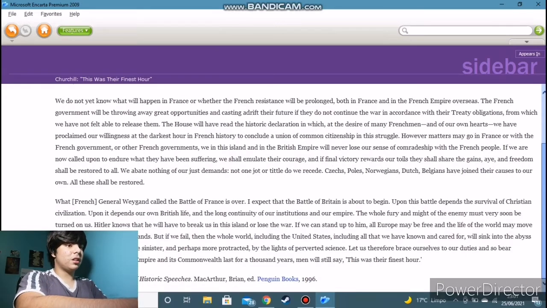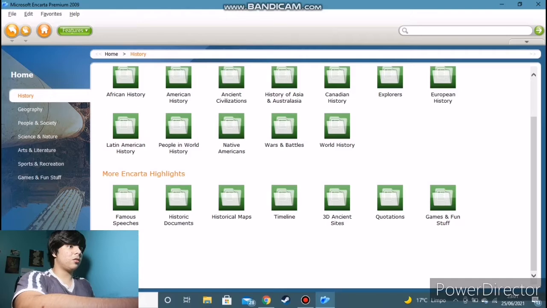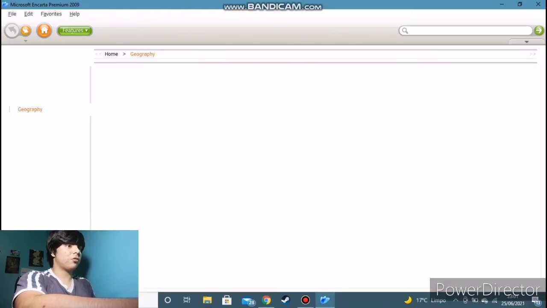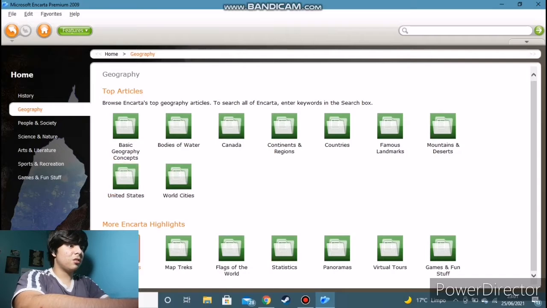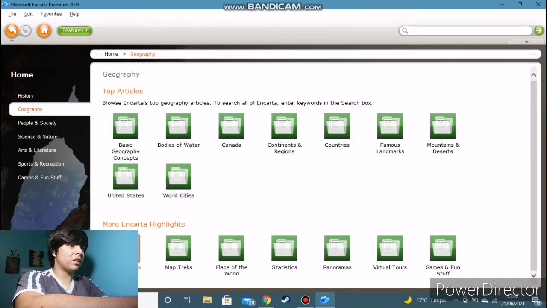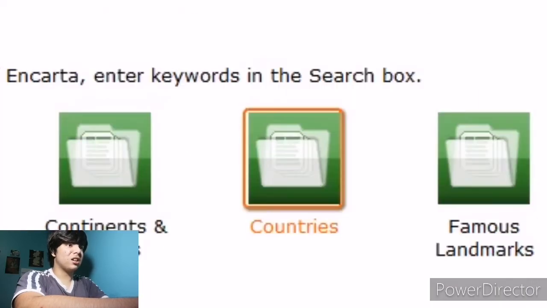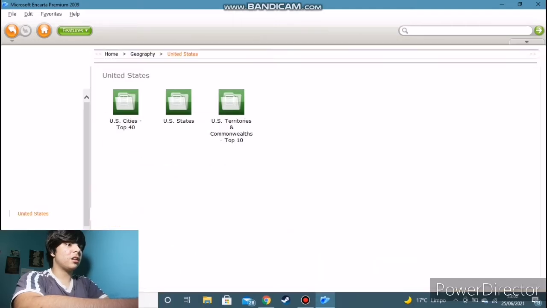Okay, I'm not gonna read this. Okay. How about geography? Now look at this. World Atlas. I remember when I got this thing. Canada. Countries. What about United States?